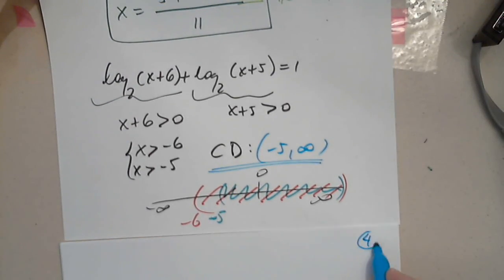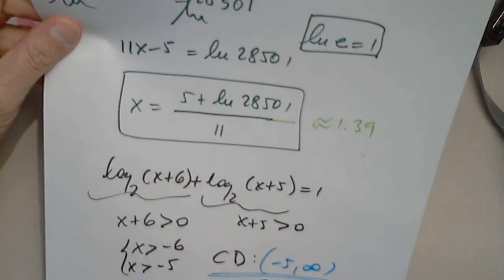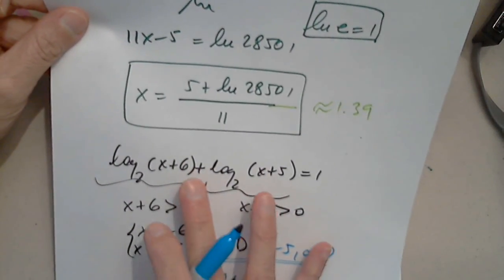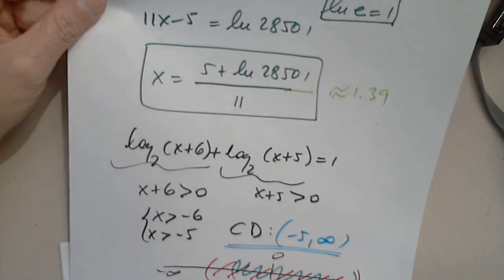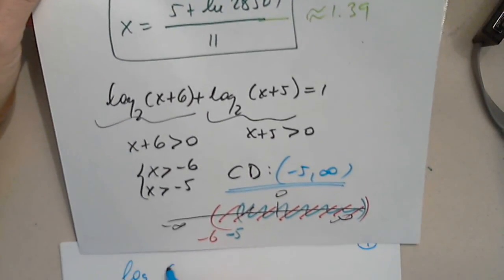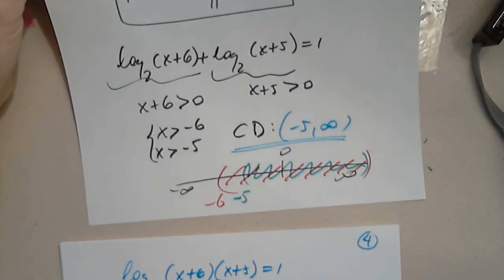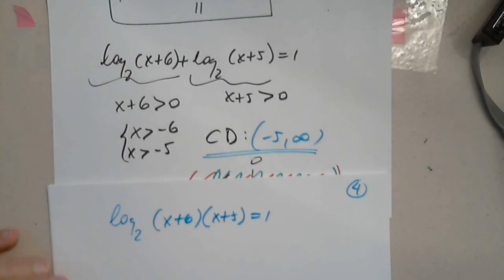Okay, so now we condense. Only now, you cannot condense and then state a domain. You have to state a domain on the raw equation and then condense. So if you remember that when we add logs, this really comes from log applied to the product. And now this is equivalent to 2 raised to the first power equals this.